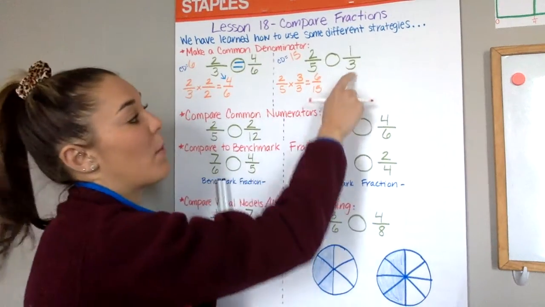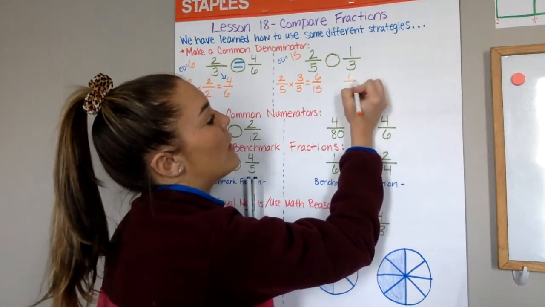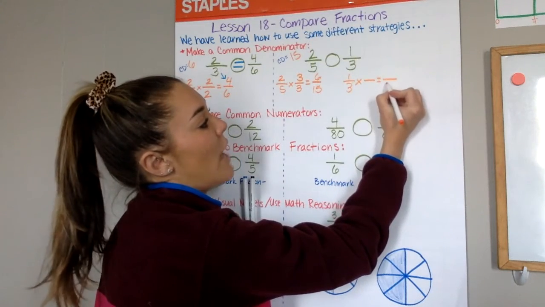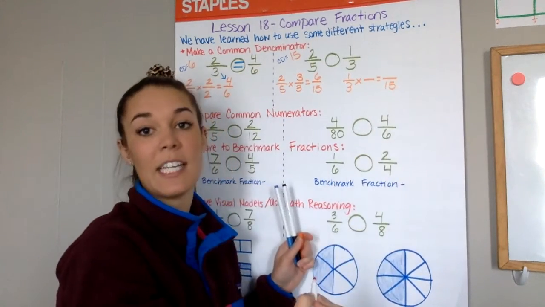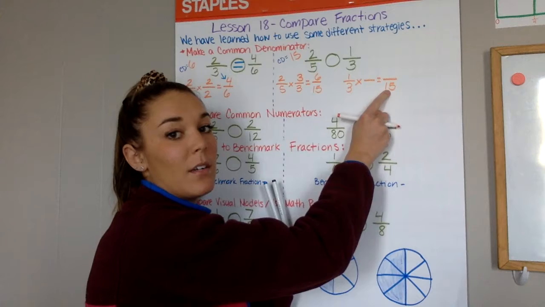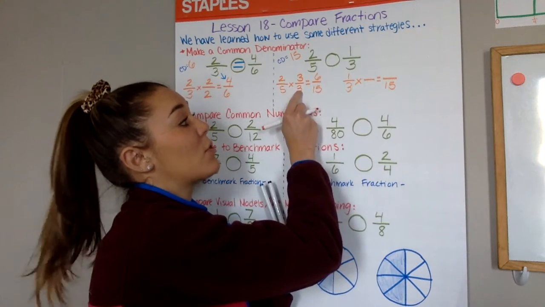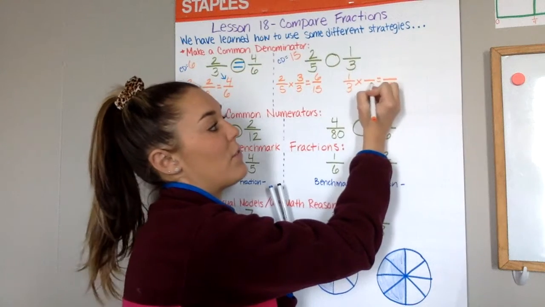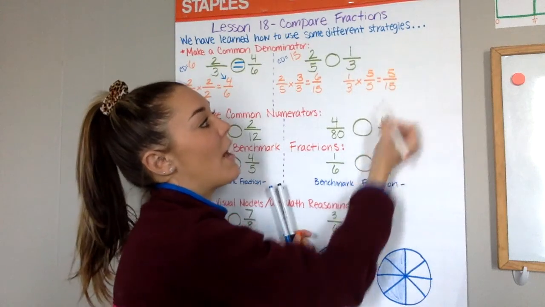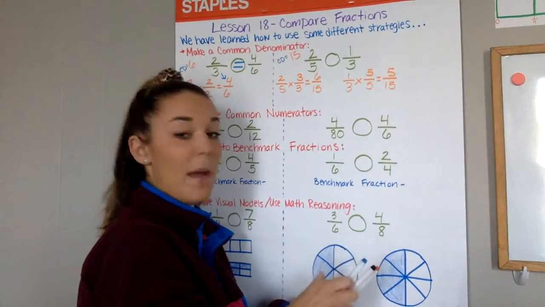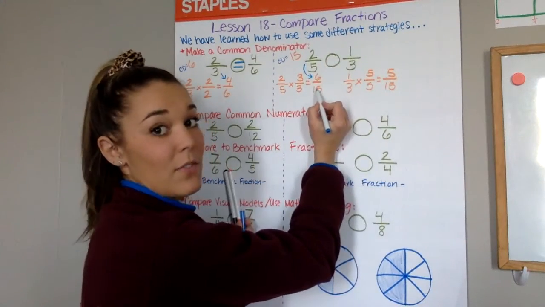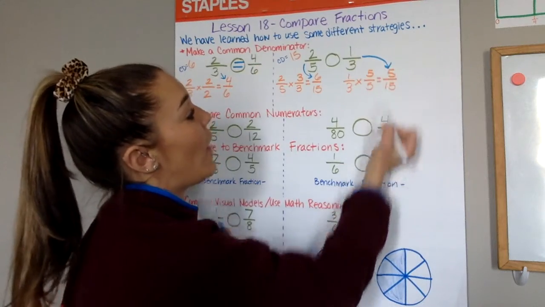Not done yet. I got to do my 1/3. So I'm rewriting it. 1/3 times what is going to give me an equivalent fraction that has a denominator of 15? So 3 times what equals 15? Well, if I know that 5 times 3 equals 15, I know that 3 times 5 equals 15. Whatever I do to the denominator, I must do to the numerator. 1 times 5 is 5. All right, so now I found my equivalent fractions with my common denominator. I know 2/5 is the same as 6/15. I know 1/3 is the same as 5/15.